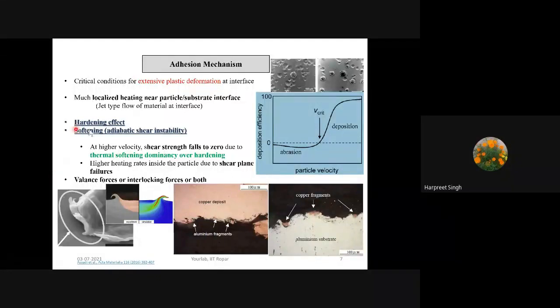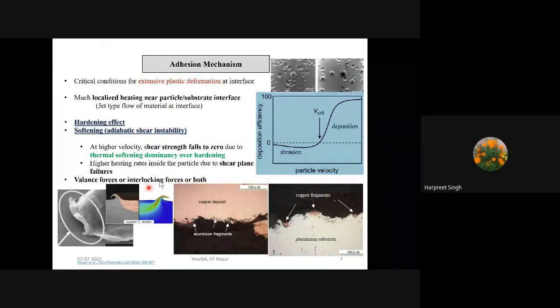There is a hardening effect also, right? So it's like shot peening. This surface can get hardened due to strain hardening and so on. But at the same time, softening also takes place. This is what I'm saying, that there's a lot of debate, a lot of thought processes going on to understand these kinds of adhesion mechanisms. Some people say it's adiabatic shear instability which gives rise to this bonding mechanism. Some people say this is the jet type flow and so on.